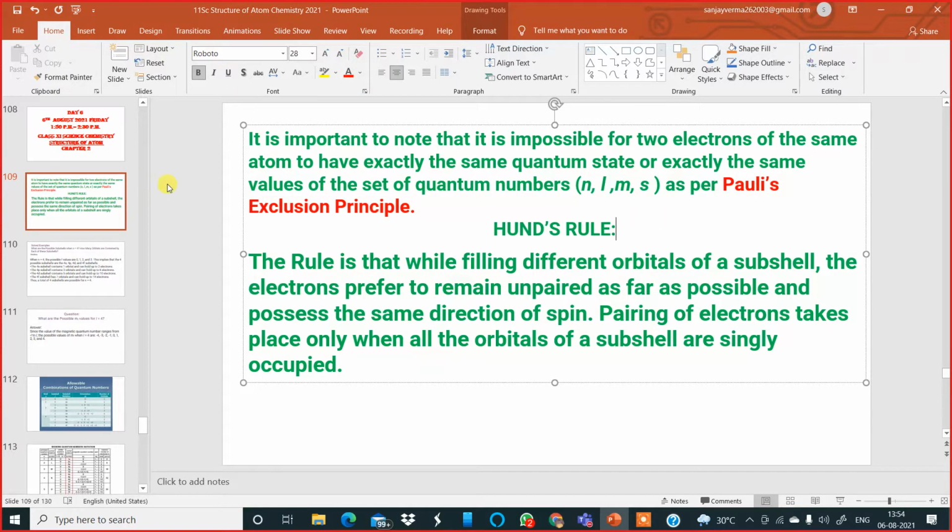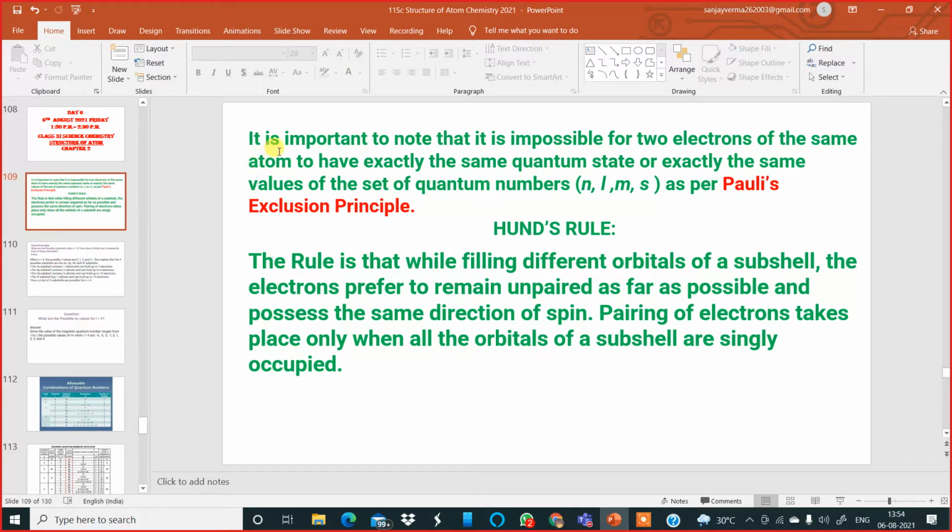The statement goes like this: it is impossible for any two electrons of the same atom to have the same values of the set of quantum numbers. That means two electrons of an atom cannot have the same values of all of n, l, m, and s. This was according to Pauli's exclusion principle. Since I've explained the quantum numbers, that is why I am stating Pauli's exclusion principle. We'll come across this principle again and again several times in today's class.